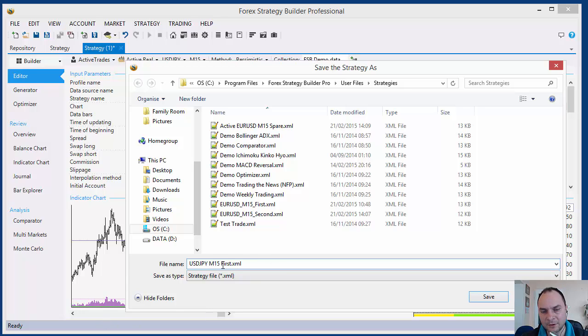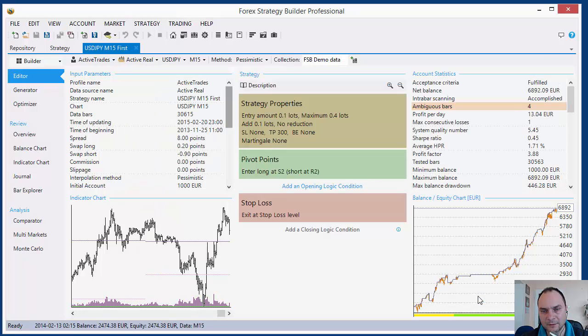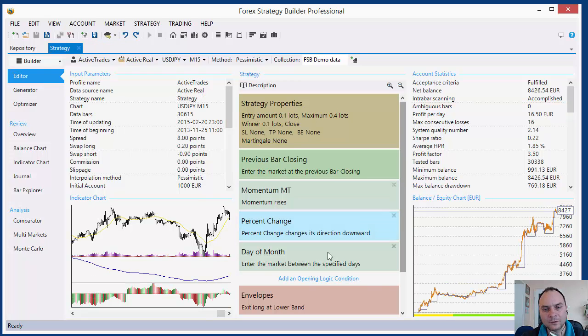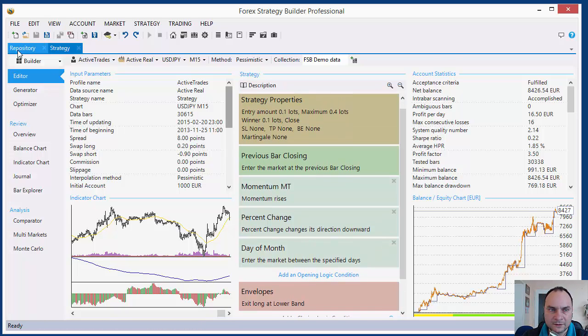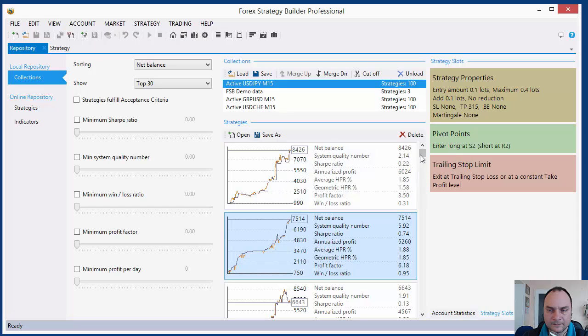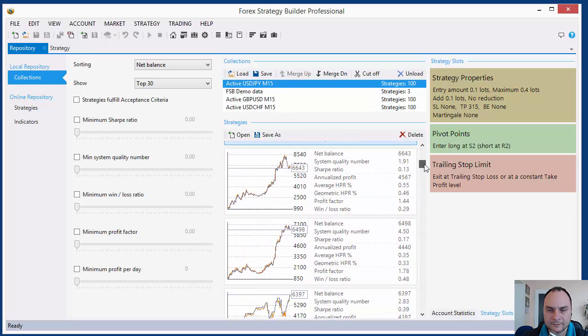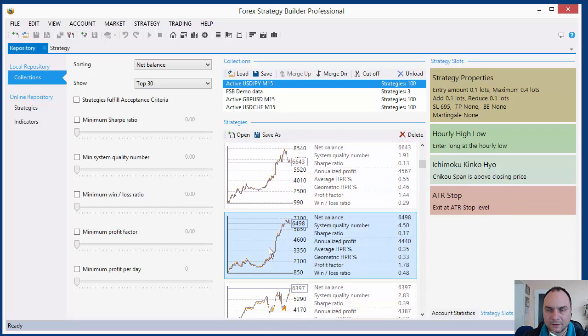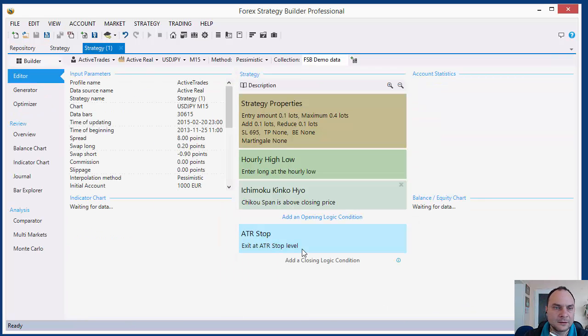And I will try to make another one, because I want 2 strategies per symbol. What happened with that one? Let's see the repository. That one. Ichimoku Kinko Hyo, ATR stop. That looks okay. Let's try it.